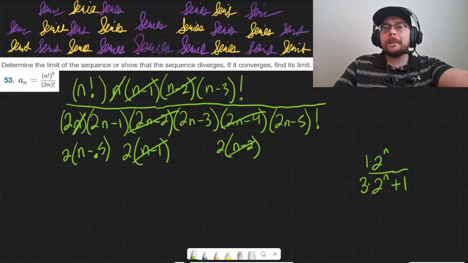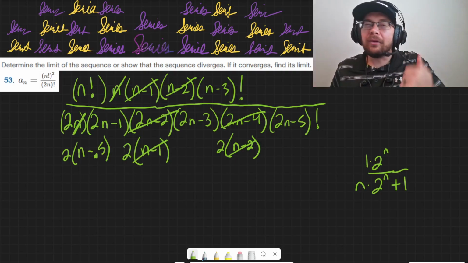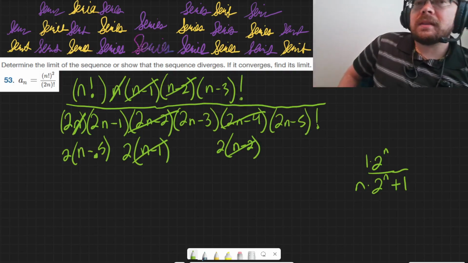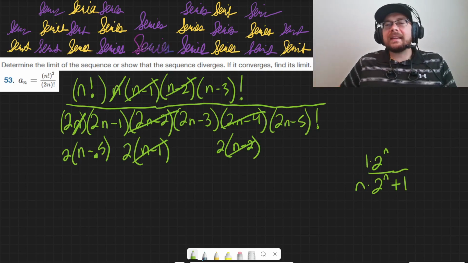But what if this number kept getting bigger? If this number kept getting bigger, it would almost be like if I wrote it like this, n times 2 to the n. Now that's a different class of function. That's a higher level of function than what's in the numerator. So that looks like that's what's happening here.